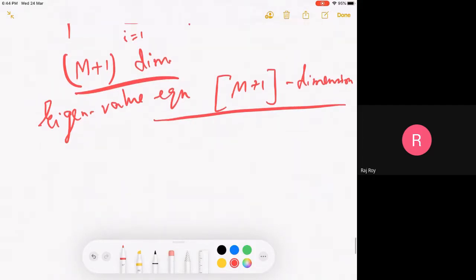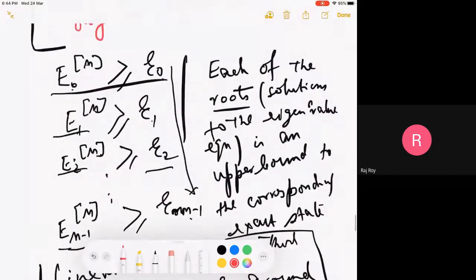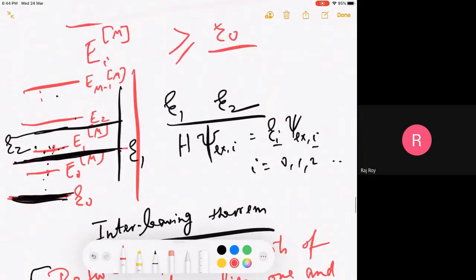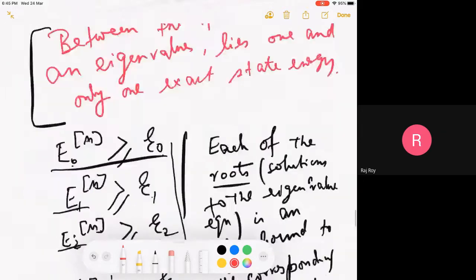So if it is an m plus 1 dimension eigenvalue equation, I will now get m plus 1 roots, because in an eigenvalue equation you get as many roots as the number of dimensions. Before that, I got m roots, E0 and so on. Whenever I'm writing exact states, I'm writing this italic E; otherwise, it is this E. So these are the exact roots, the red ones. The black ones are my exact states.